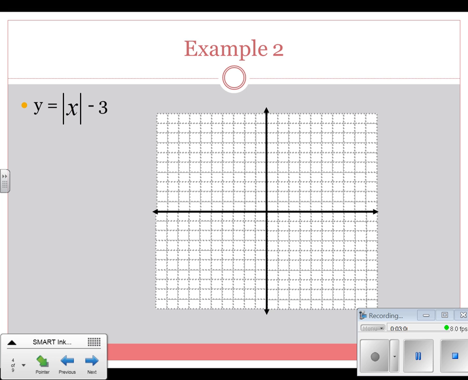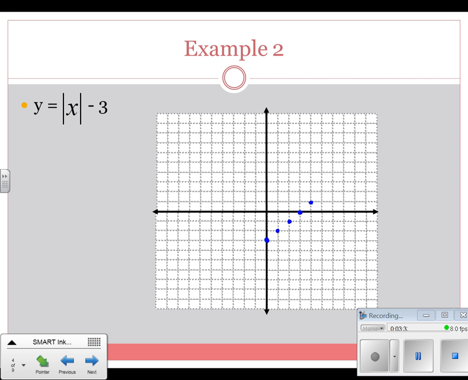Now let's graph the absolute value of x minus 3. Put in 0, you get 0 minus 3 is negative 3. Absolute value of 1, 1 minus 3 is negative 2. Absolute value of 2, 2 minus 3 is negative 1. Absolute value of 3 minus 3 gives you 0. Absolute value of 4, which is 4 minus 3, is 1.